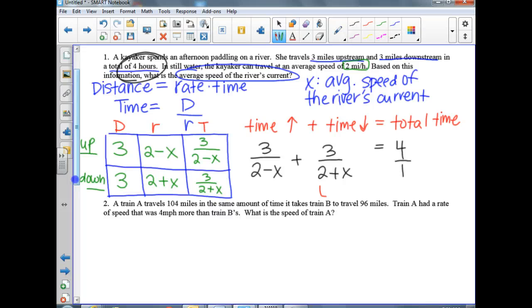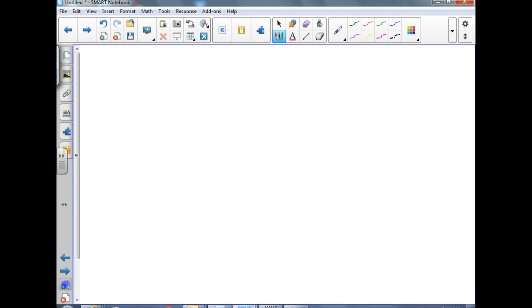So what would the LCD be for this problem? 2 minus x, 2 plus x. Okay, so I want you to go ahead and start by multiplying each piece by the LCD. I would leave it separated like that. So multiply everything by the LCD, 2 minus x, 2 plus x.